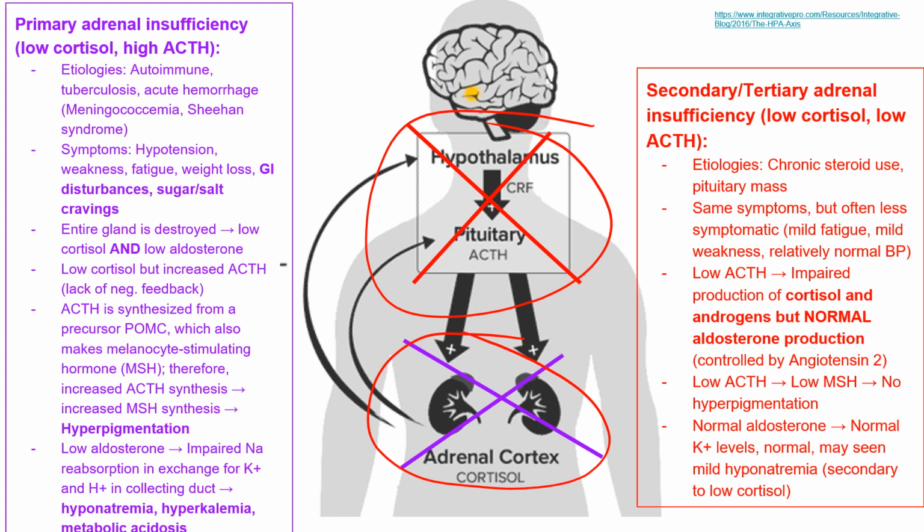So in someone with primary adrenal insufficiency, the problem's with the adrenal cortex. So they'll have low cortisol levels, but because of a lack of negative feedback, they'll actually have high ACTH. Some common causes of this: autoimmune, tuberculosis in the third world, and then some causes of acute hemorrhage, like someone with severe meningococcal sepsis or Sheehan syndrome in a patient who delivers a baby and has a lot of bleeding in that process.